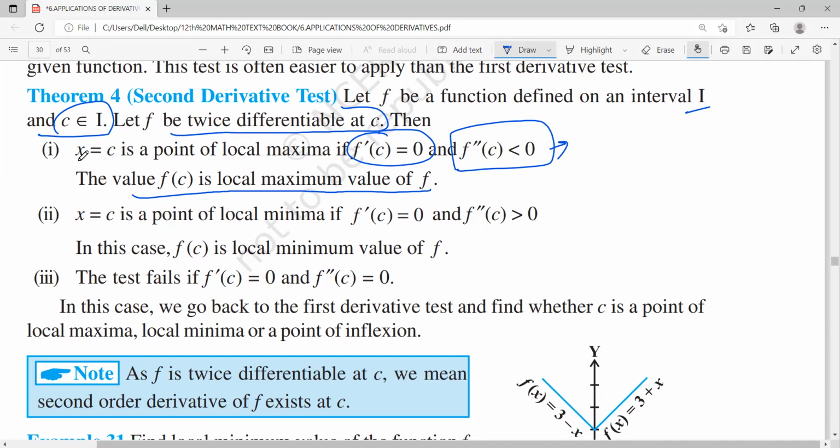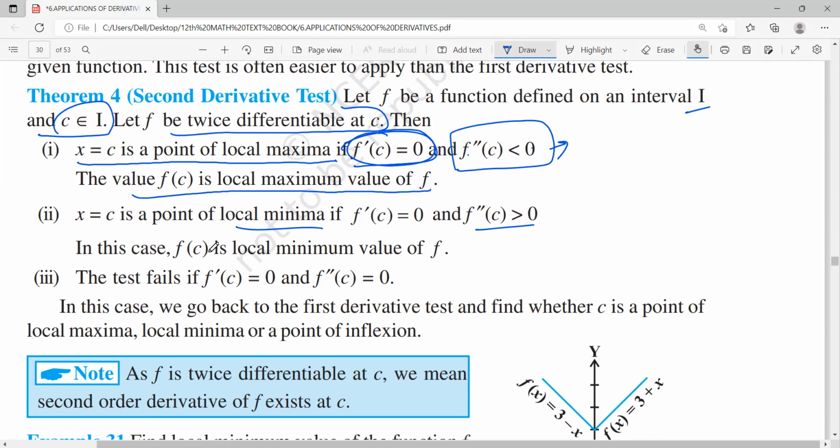Or you can say like this: if x equal to C is a point of local maximum, then f dash of C is 0 and f double dash of C is less than 0. If it is local minimum, f double dash of C is greater than 0.